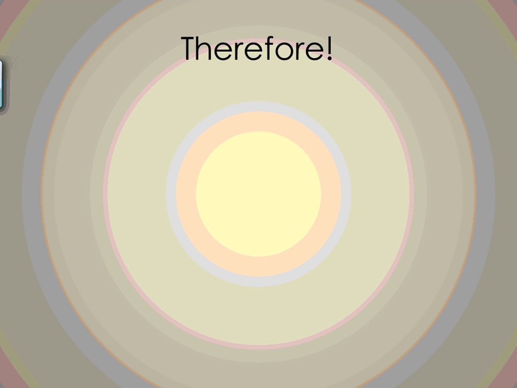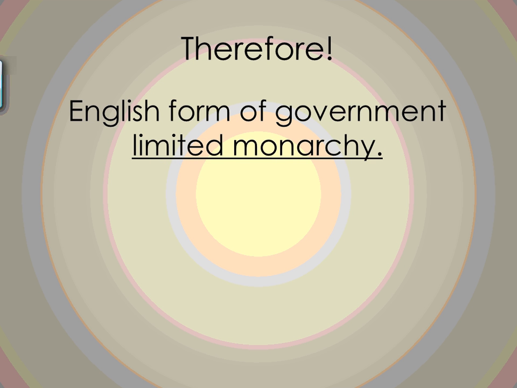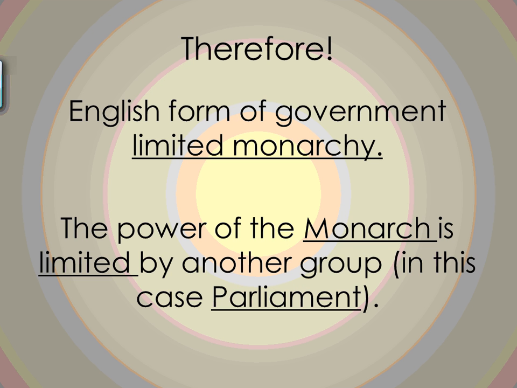Therefore, what happens here in England because of this Magna Carta is that the English form of government becomes called a limited monarchy. And what a limited monarchy means is that the power of the monarch, or the king and queen, is limited by another group. And in this case, the limiting is coming from Parliament. Parliament limited the power of the king because the king cannot do whatever they would like. This is what was happening in England.